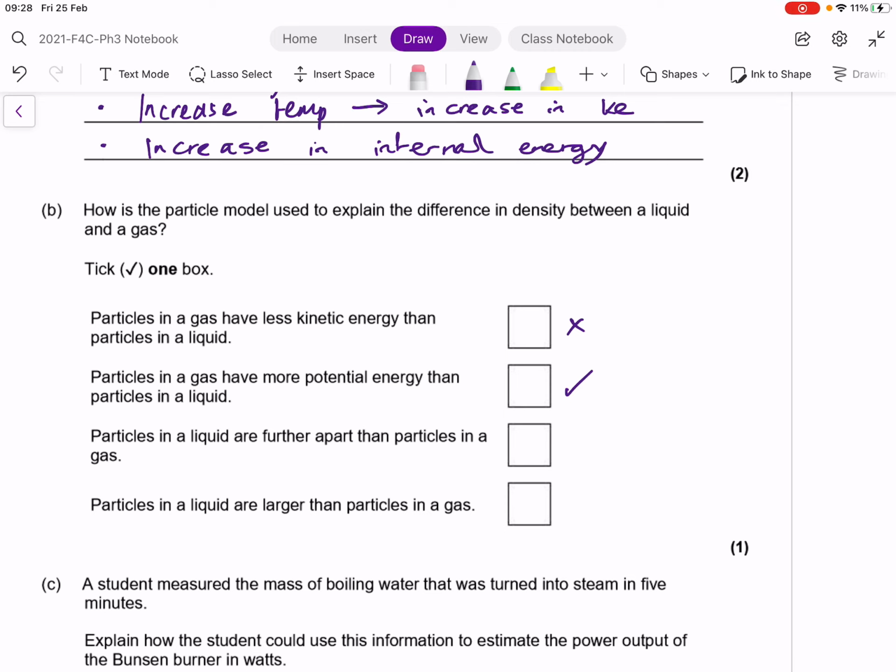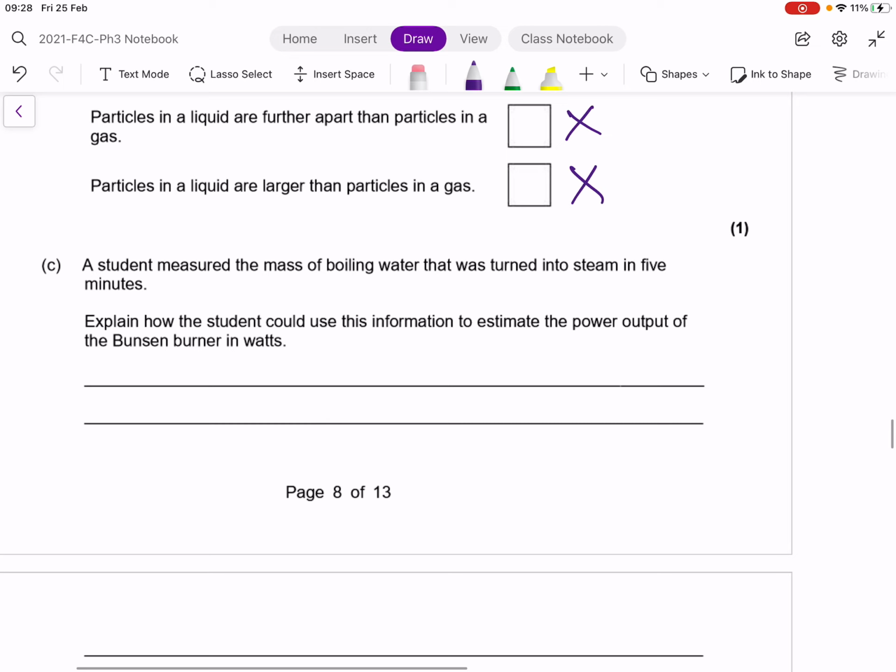Particles in liquid are further apart than particles in gas? Definitely not. And particles in liquid are larger than particles in gas? No, not necessarily. And therefore, this is our correct answer right here. We're measuring the mass of boiling water turned into steam in 5 minutes. Estimate the power output of the Bunsen burner in watts.